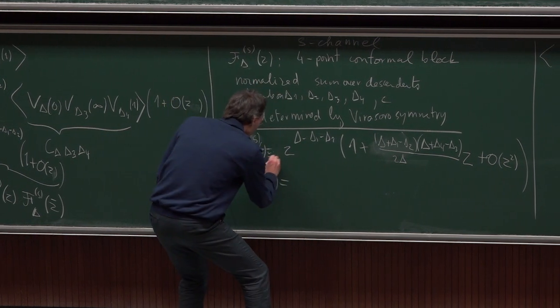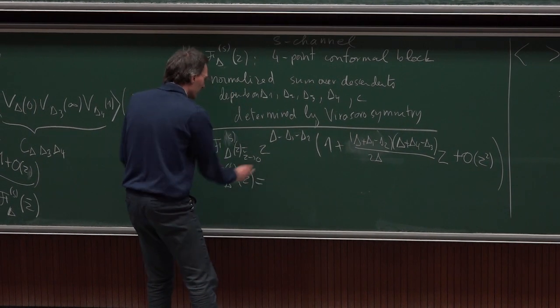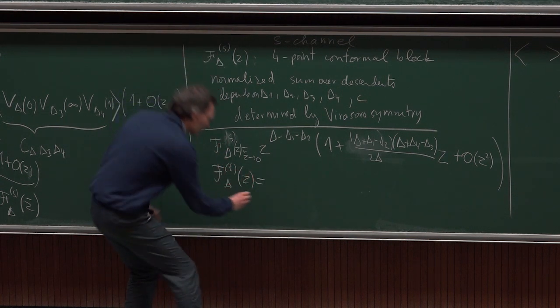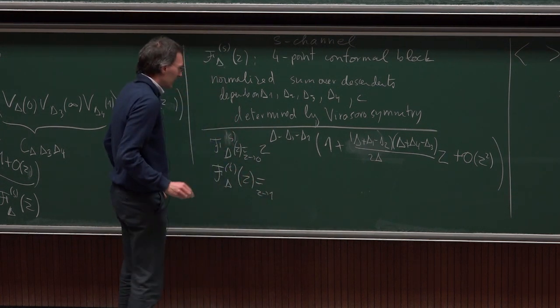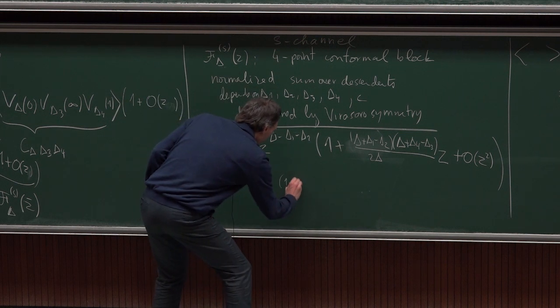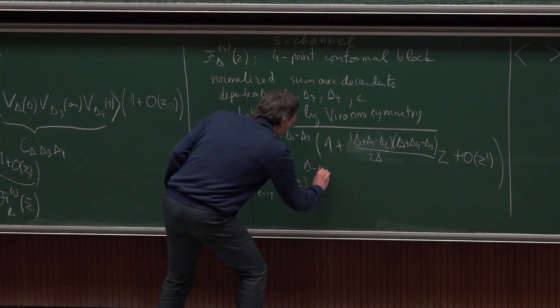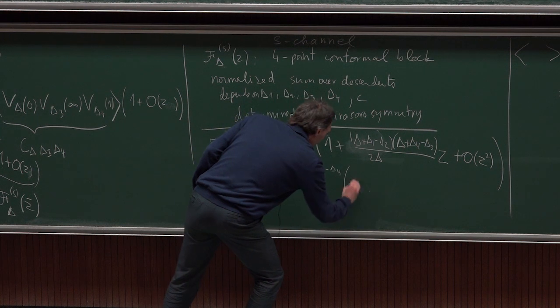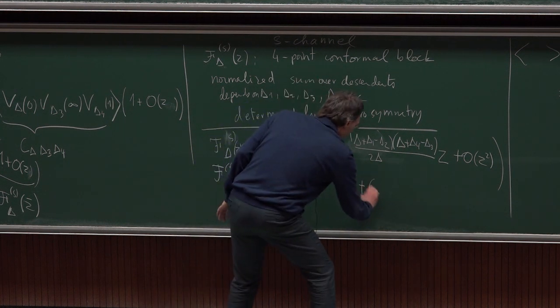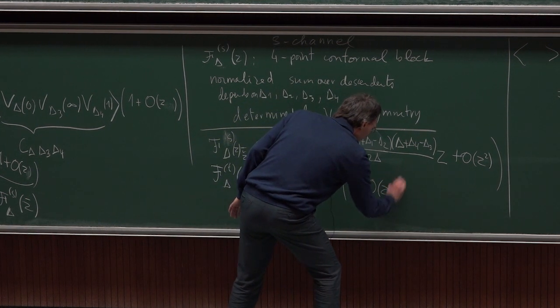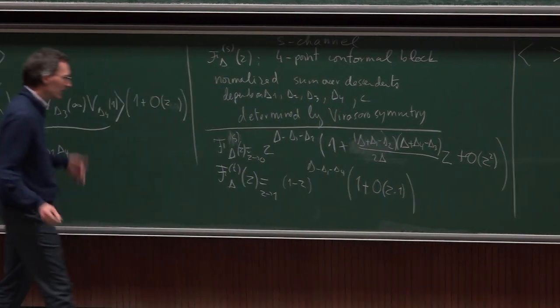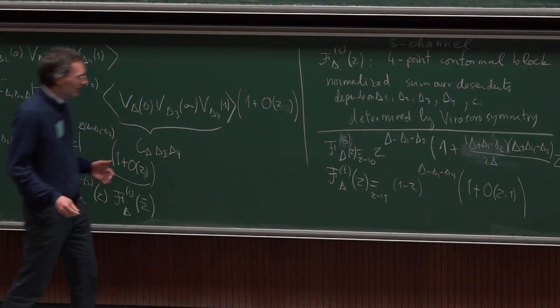That was the behavior of the S-channel block when z goes to 0, but the T-channel block has a natural expansion when z goes to 1. This expansion is 1 minus z to the delta minus delta 1 minus delta 4, times 1 plus something of order z minus 1. And again, it's completely determined by symmetry.